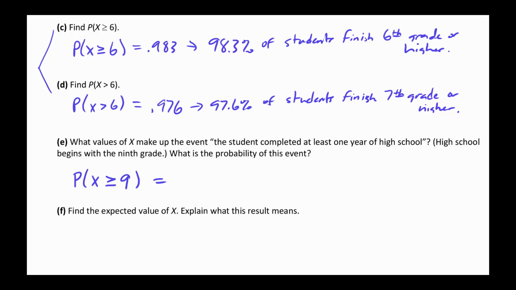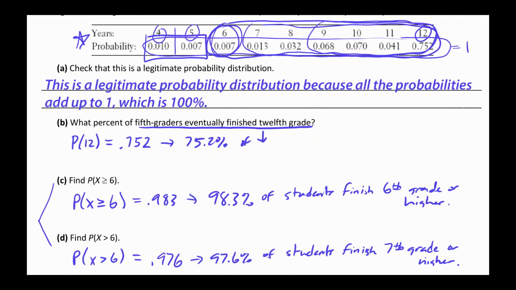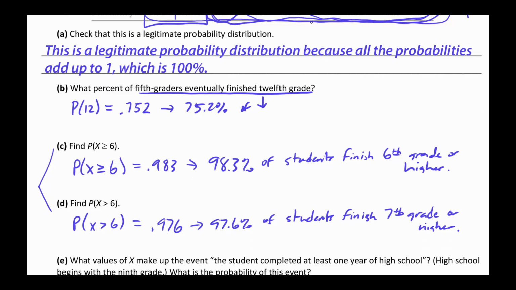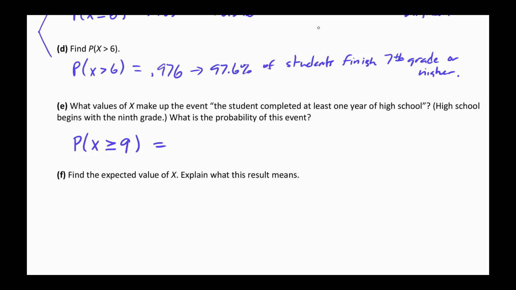If I go back up to my table and I look for those values, 9, 10, 11, 12, adding those up, I get 0.931, 93.1% of students completed at least 1 year of high school.